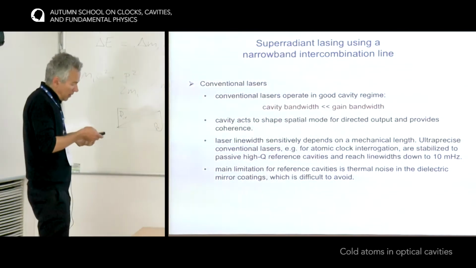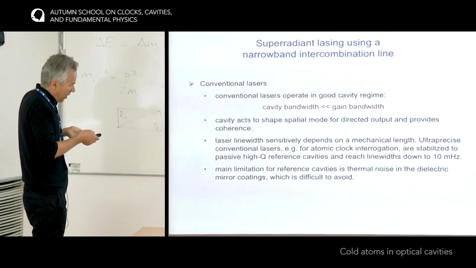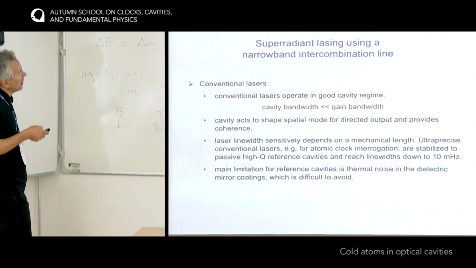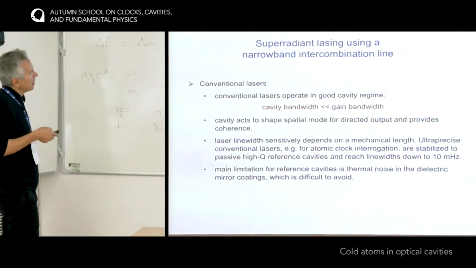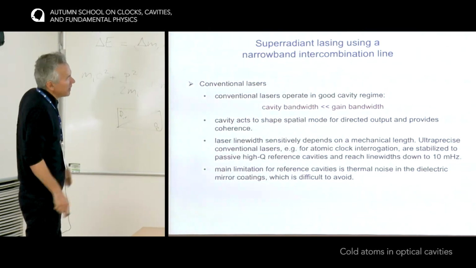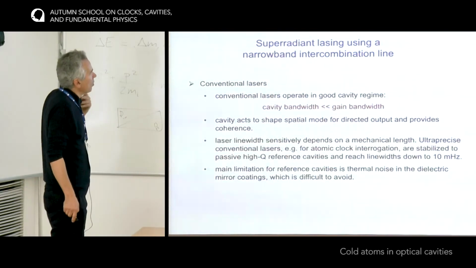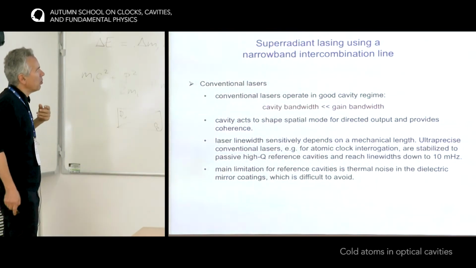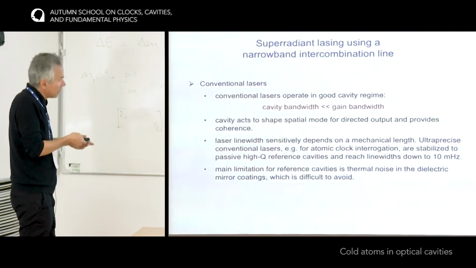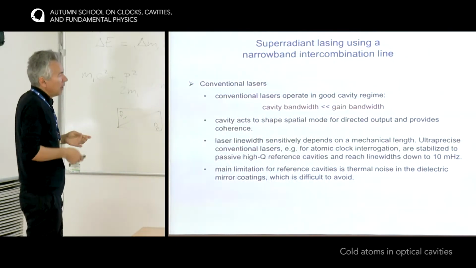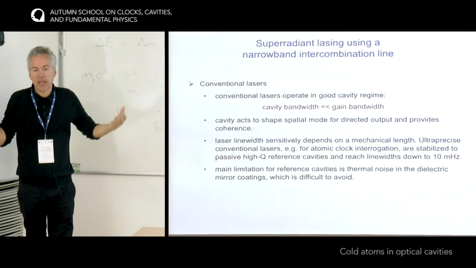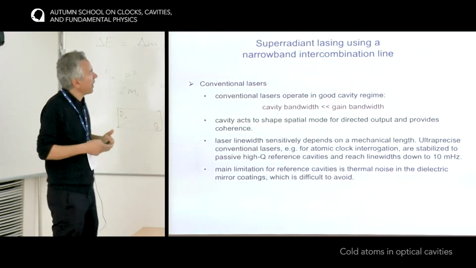So what is a superradiant laser? Probably I don't have to tell you much about that. Conventional lasers operate in the good cavity regime. That's the situation when the cavity bandwidth is far below the gain bandwidth. In that case, the cavity has basically two roles. It acts to shape the spatial mode, so you get a directed output if you use an optical cavity. And it also is responsible to provide coherence. So basically the flywheel in that system that stores the coherence is the cavity and the photons going back and forth in the cavity.